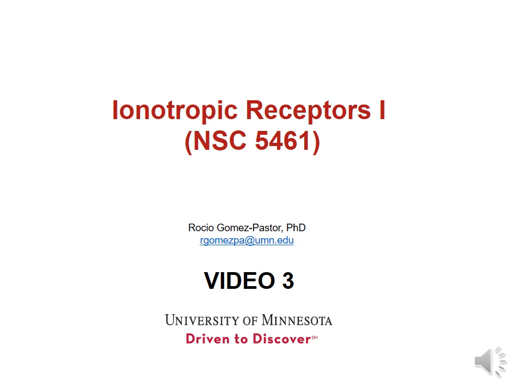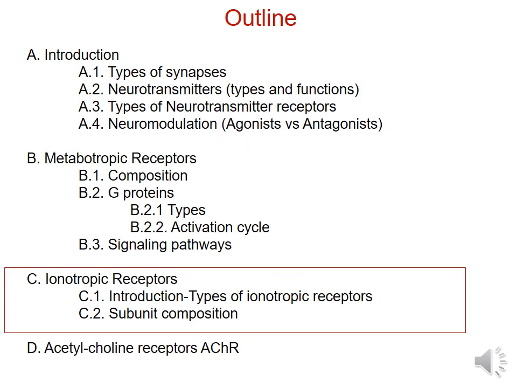This is the third video of the ionotropic receptors first lecture. In this lecture, we will talk about ionotropic receptors. We will introduce what types of ionotropic receptors exist in eukaryotic cells and what their subunit composition is.